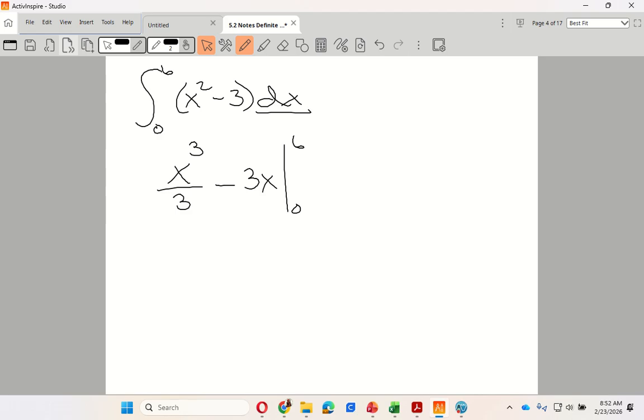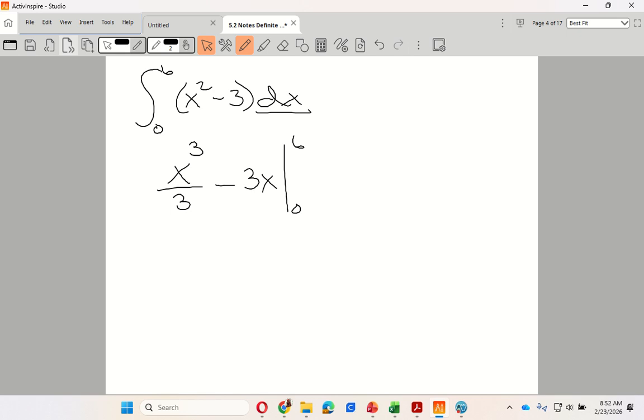Why do you have to have the antiderivative? Because I'm finding the integral. That's what this is, a symbol for integral. So why do you need the antiderivative? You'll see it in a second. Okay. So let's plug these numbers in.